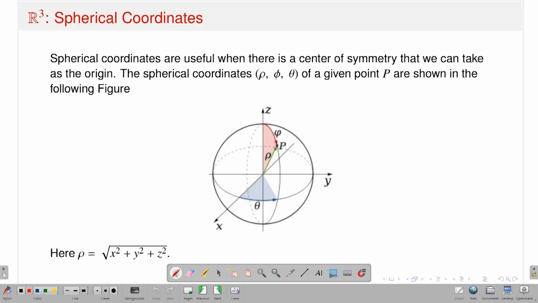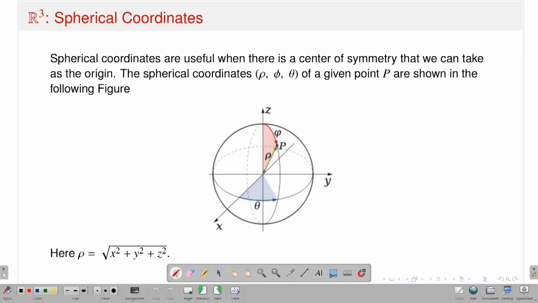Next we will see the points in R3 can be represented by another set of coordinate system which is called the spherical coordinate system. These spherical coordinates are useful when there is a center of symmetry that we can take as the origin. Spherical coordinates rho, phi, theta of a given point are shown in this figure. Basically rho is the distance between the origin and that point P. Okay. So, rho is equal to the square root of x squared plus y squared plus z squared. That is the distance from the origin to the point P.